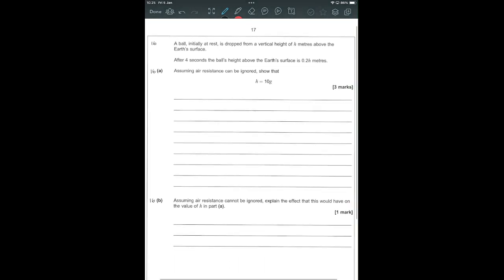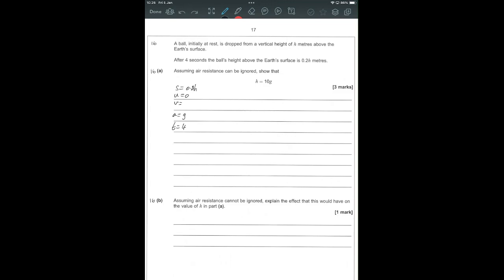Question 16. A ball initially at rest is dropped to a vertical height of h above the Earth's surface. After 4 seconds, the ball's height above the Earth is 0.2h. Assuming air resistance can be ignored, show that. Free fall. Well, free fall is a constant acceleration, so it's a SUVAT setup. Again, we've been told there are 4 seconds. We're on Earth, so a is just g. Initially at rest, and we've fallen a distance of 0.8h. We started at height of h and we got to a height of 0.2h.